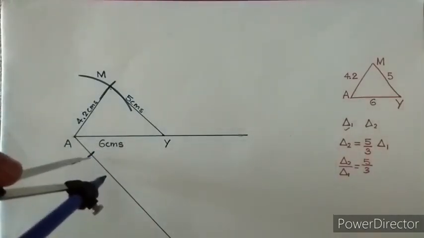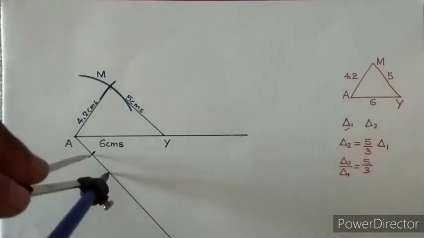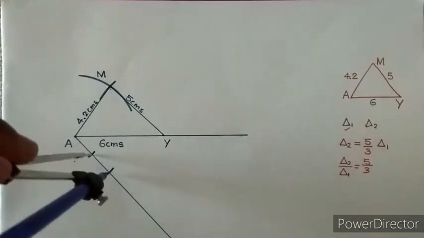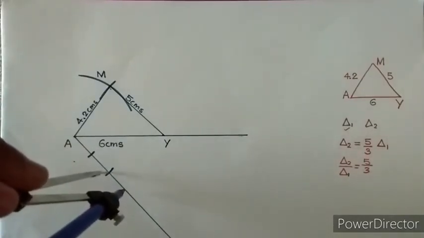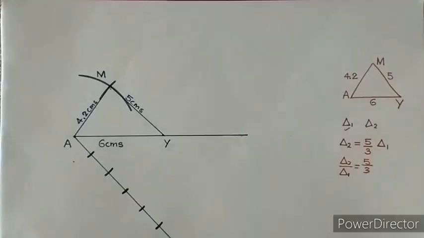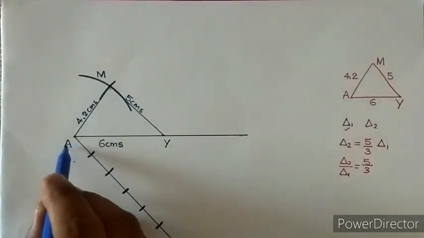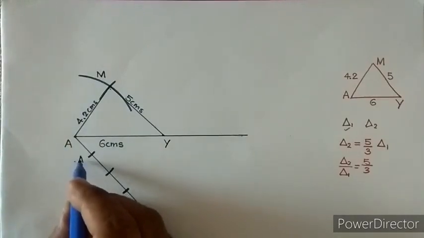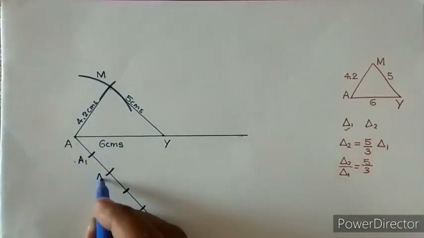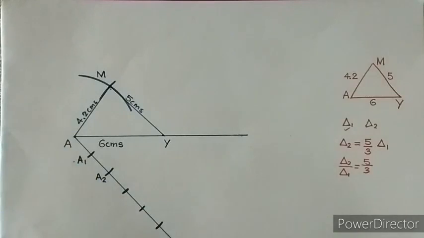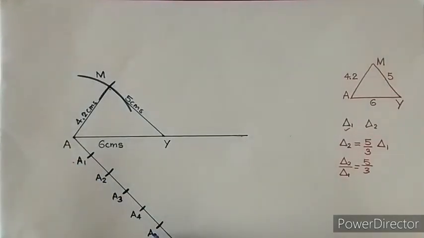Any measure it could be, but equal parts, 5 equal parts. And now we'll name these parts: this was A, this will be A1, this will be A2, and at last A5. So 5 equal parts.